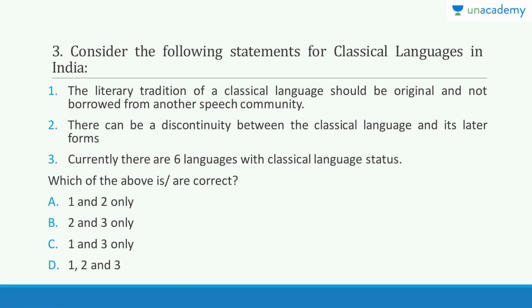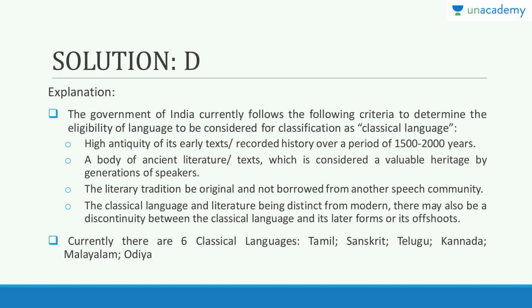Question number 3. Consider the following statements for classical languages in India. The literary tradition of a classical language should be original and not borrowed from another speech community. Yes. There can be a discontinuity between classical language and its later forms. Yes. Currently there are 6 languages with classical status in India. Yes. So classical languages include all the 4 South Indian Dravidian languages, that is Tamil, Telugu, Kannada, Malayalam, and then it includes Sanskrit obviously and Odia. So there are a total of 6 classical languages. Answer is D, 1, 2, 3.